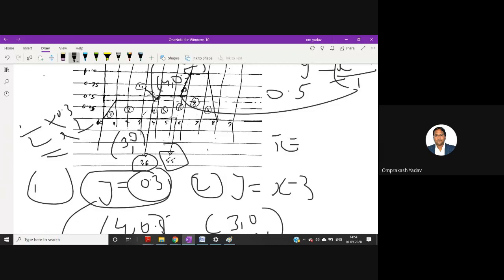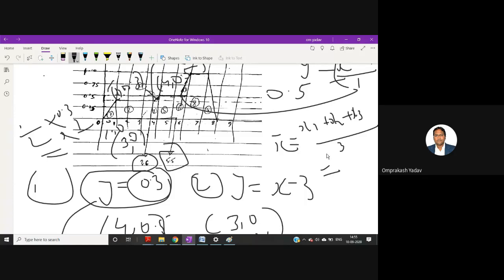So x bar will be given by what? x1 plus x2 plus x3 divided by 3. So you need 3 coordinates of that particular triangle. The first coordinate is 0, 0. The second coordinate is 1, 0. And the third coordinate is 1, 0.3.